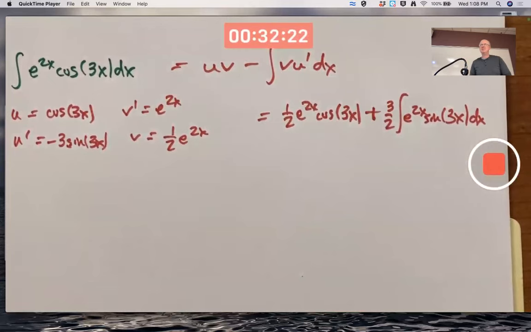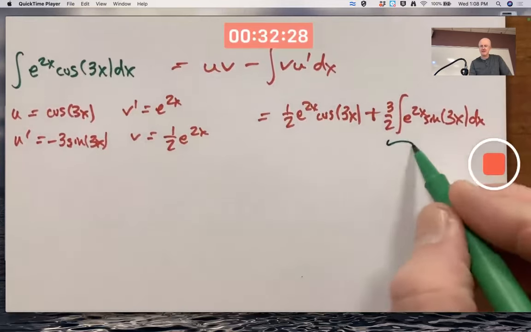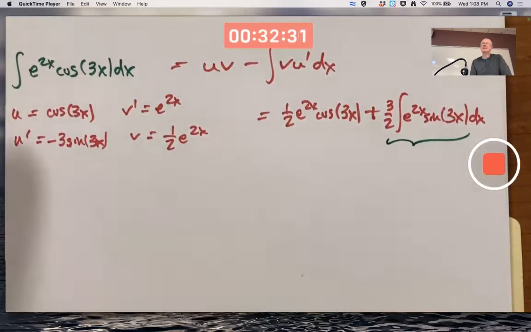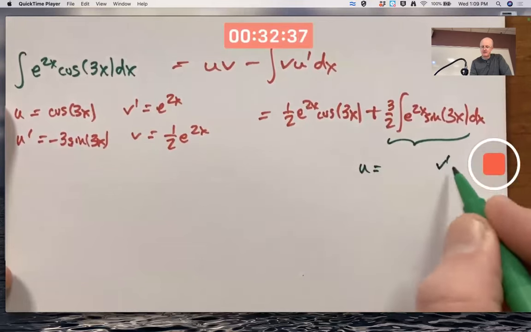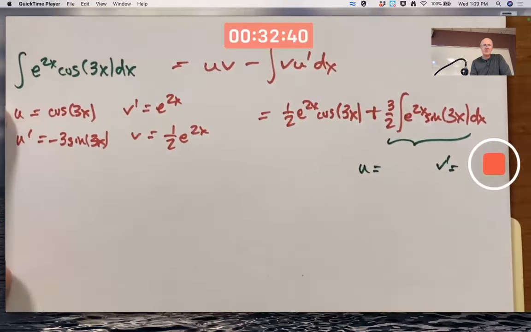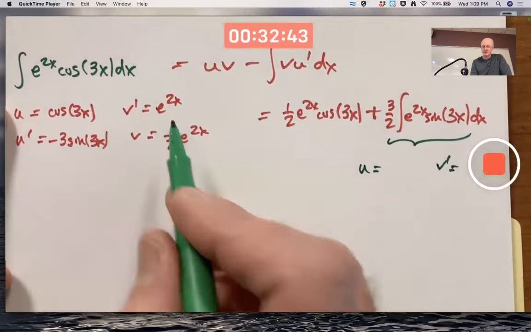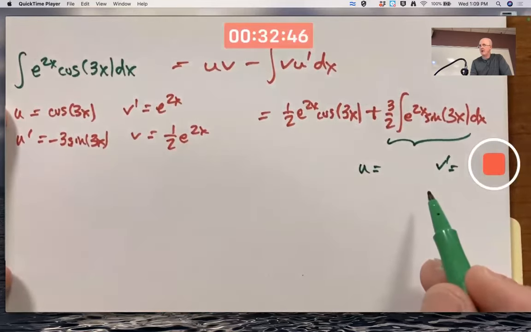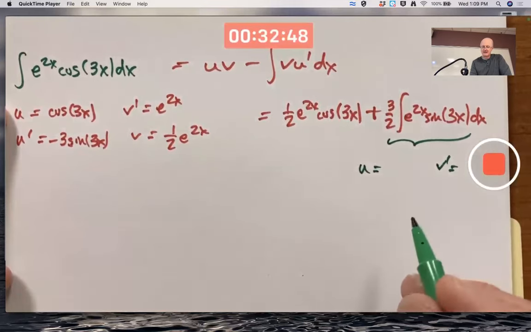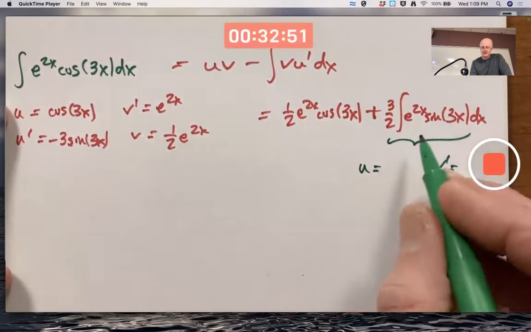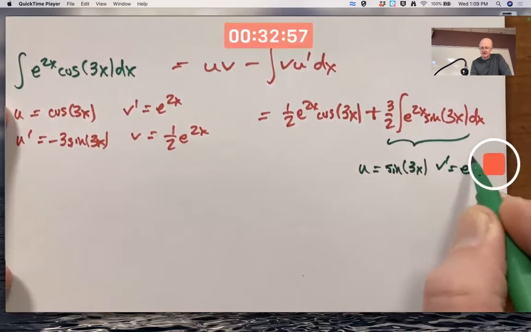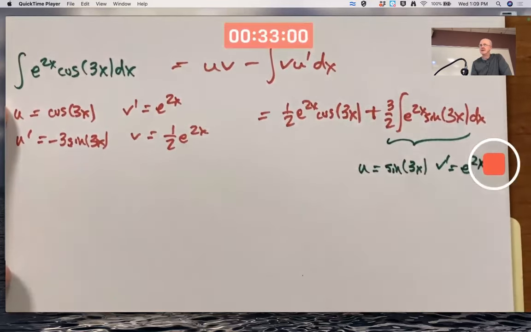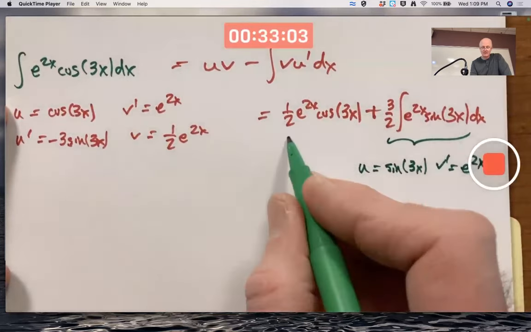Well, don't let it deter you. Do integration by parts again for this integral. Be consistent with how you define u and v prime in the first integral. Since I let u be the trig function and v prime be the exponential function, do the same thing over here. If you do the opposite thing, I think you can't solve the problem. Do the same. Let u be the trig function, sine 3x, and v prime be the exponential function, e to the 2x. Be consistent, and it'll work out. It's not clear how, but it, like magic, will.